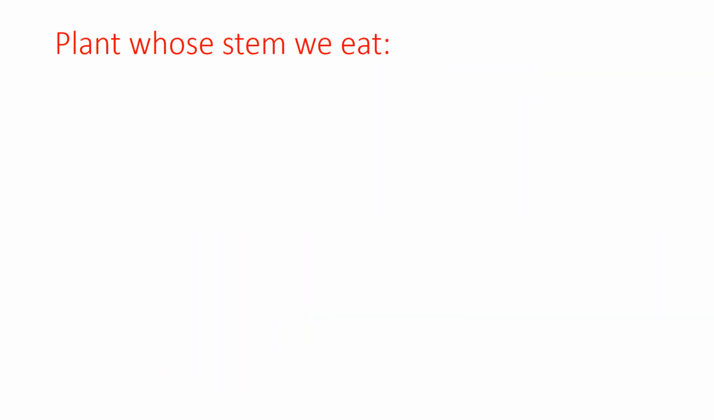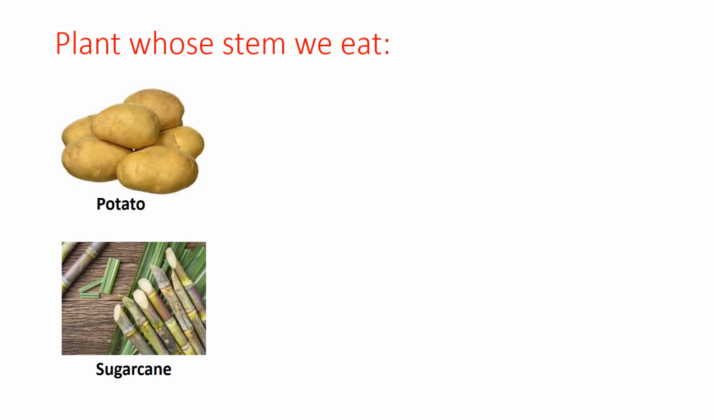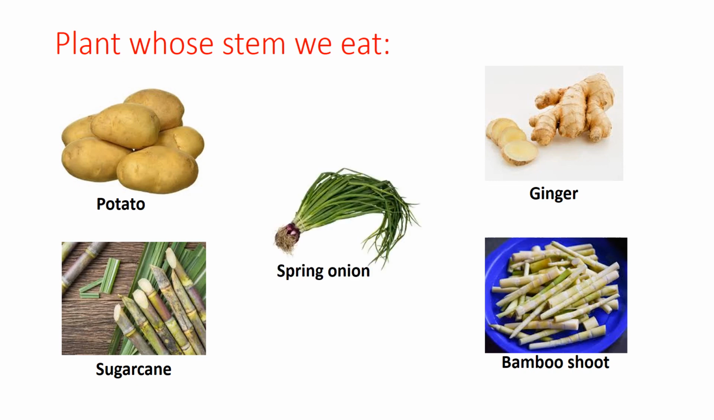Moving next, plants whose stem we eat. Now you will think, how can we eat a stem? Okay, so let's see some plants whose stem we eat. Potato. I think most of you like eating potato, isn't it? Sugarcane, ginger, bamboo shoot and spring onion. They are all stems.